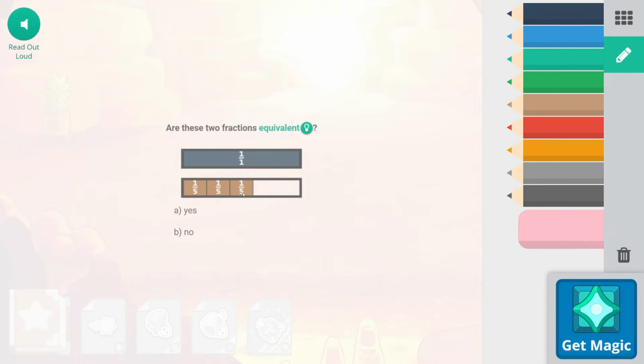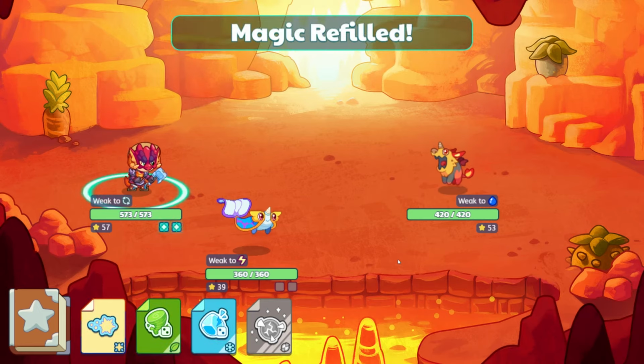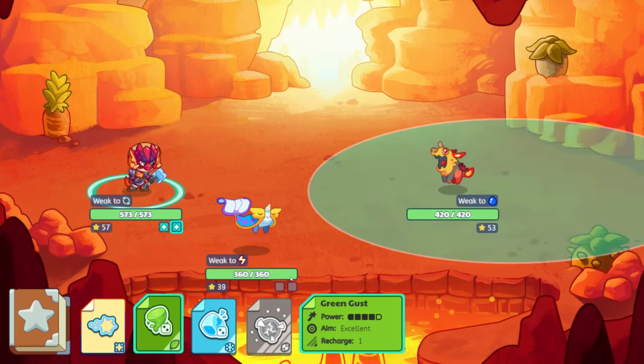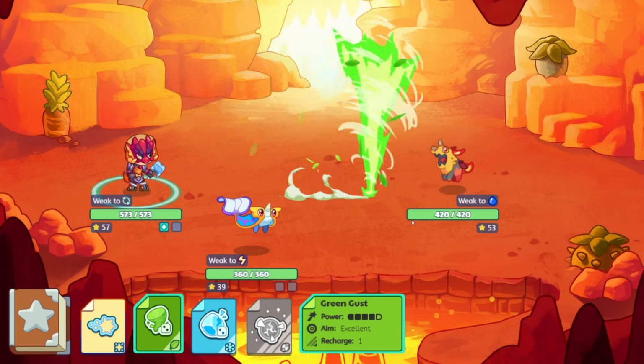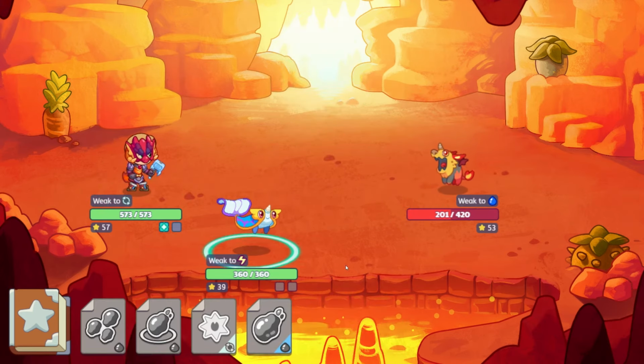And let's see. Are these two fractions equivalent? You can tell that 1 over 1 takes up much more space than 3/5, so no, they are not. And we'll start out with our Green Gust here. And then we'll see if Cuddlefin finishes this off.